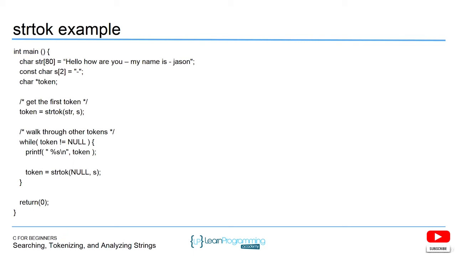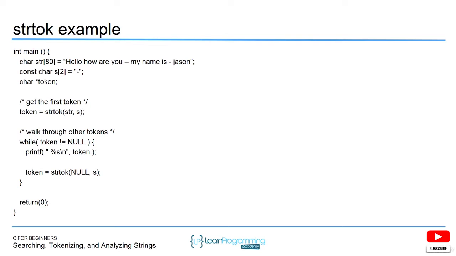So the first time you call strtok, it's going to be equal to "hello, how are you," space. And then it finds the match with the dash. And if you call it a second time, it's going to print out "my name is." If you call it a third time, it's going to print out "Jason," because it's going through the dashes.